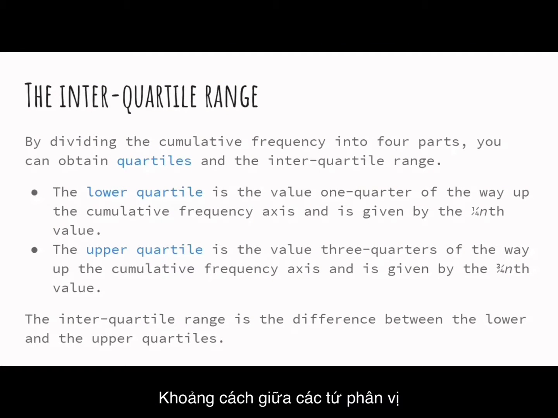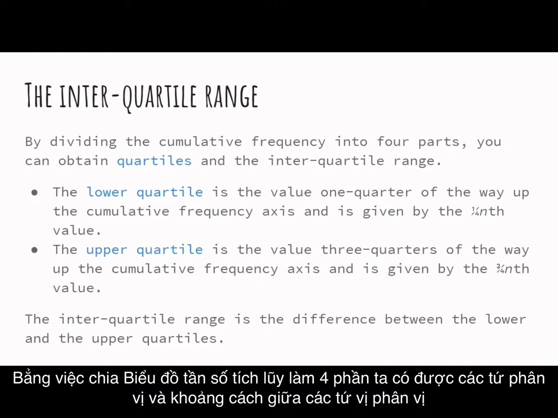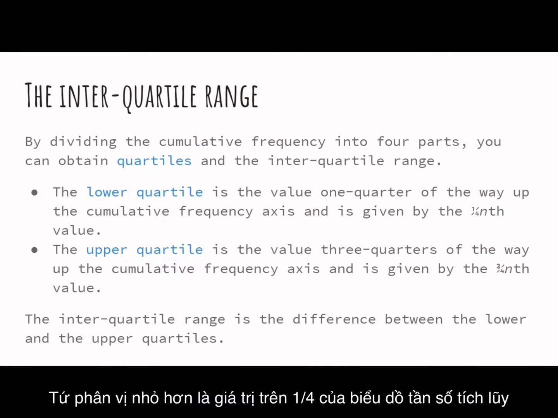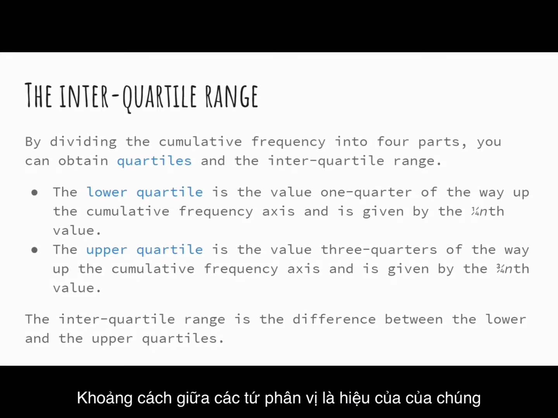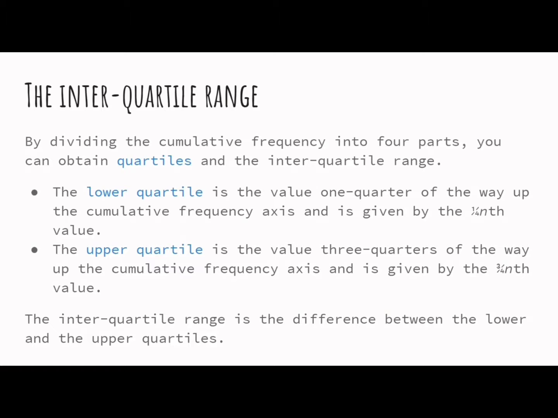The interquartile range. By dividing the cumulative frequency into 4 parts, you can obtain quartiles and also the interquartile range. The lower quartile is the value 1/4 of the way up the cumulative frequency axis and is given by the 1/4 n value. The upper quartile is the value 3/4 of the way up the cumulative frequency axis and is given by the 3/4 n value. The interquartile range is the difference between the upper and the lower quartiles.